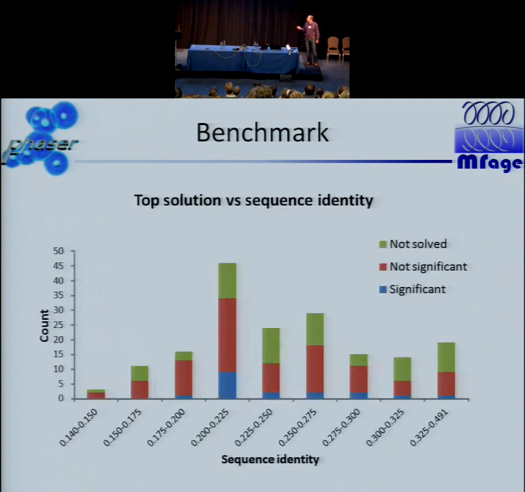So in this case, this is showing the distribution of the benchmark set against the sequence identity. You can see that we have a relatively large number of models between 20 and 30% identity. So this is just the height of the columns. Initially, we start with all these columns being green, which means unsolved.